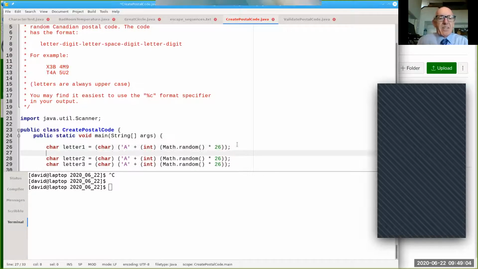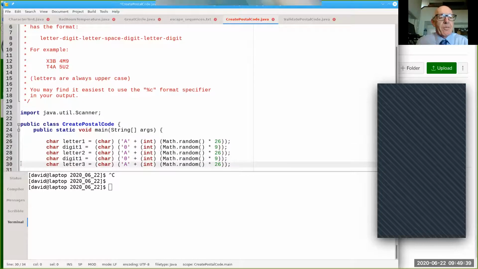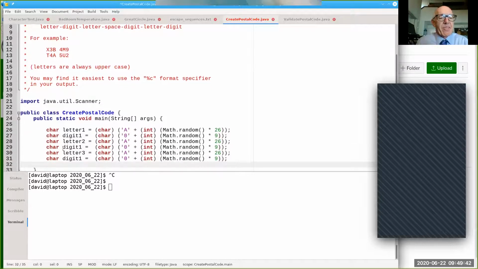Then the next thing I need is a digit. So digit 1 is going to be the character equivalent of the character 0 plus int Math.random times 26. No, hello, 9. Let's try that. There aren't 26 digits. There's only 9. And also we want random, not radnum. Normally I don't put extra spaces, but I think I want to make this look nicer. So letter 2, digit 2, and digit 3.